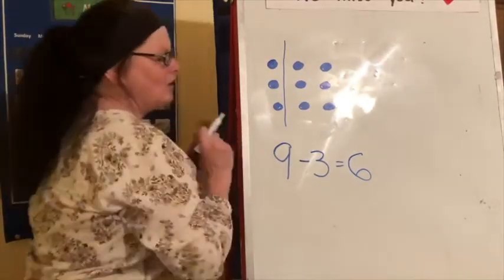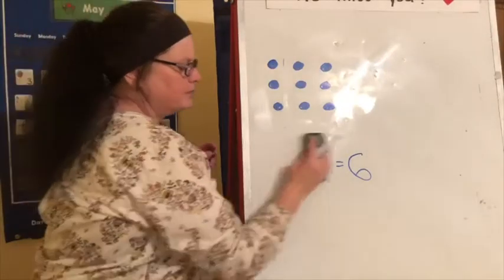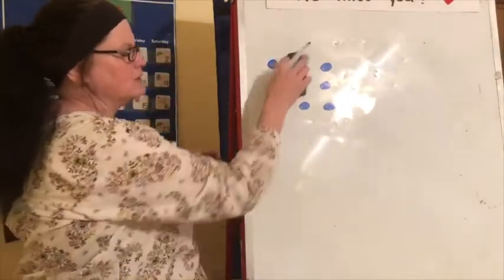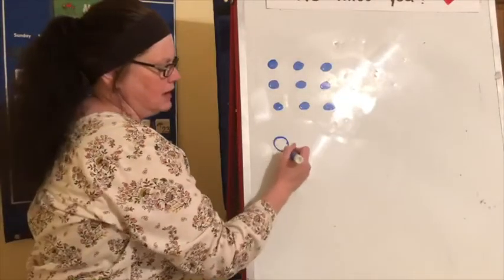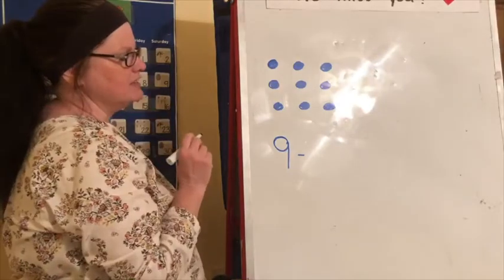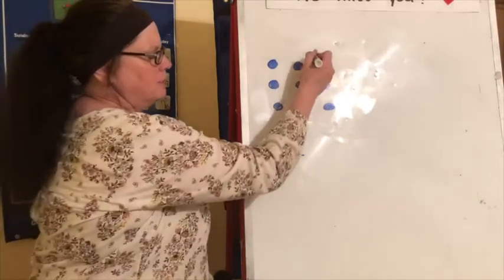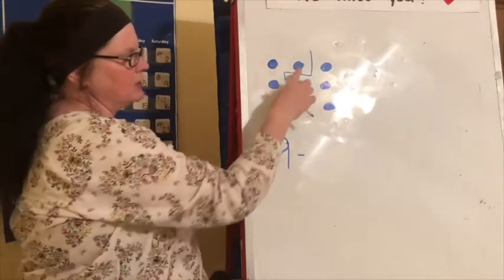All right, now I'm going to try to just erase my line so I don't have to make those dots again. So go ahead and we're going to start with just those 9 dots again. So I know I'm starting with 9. Now this time I'm going to break off a different number. I think I'm going to go like this. So let's see how many I took out of my group.